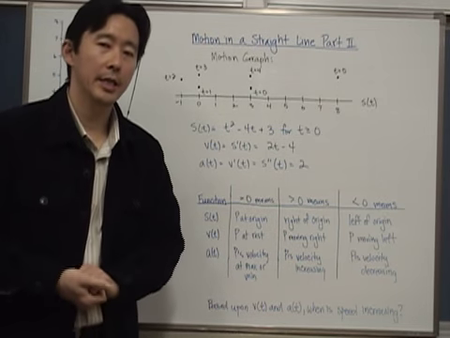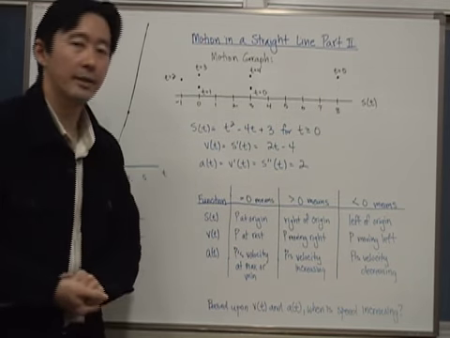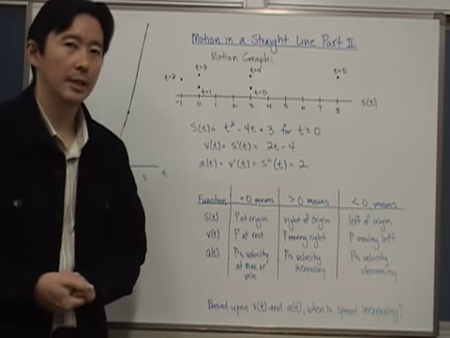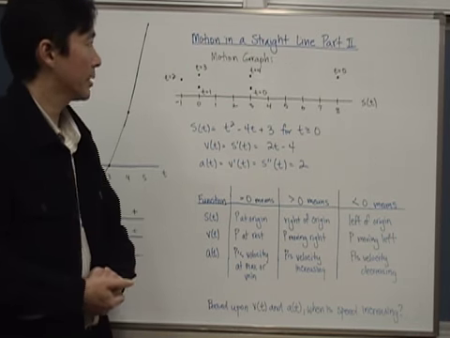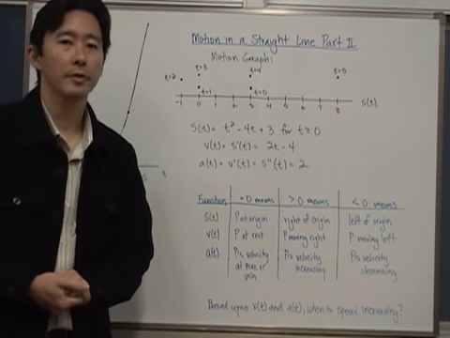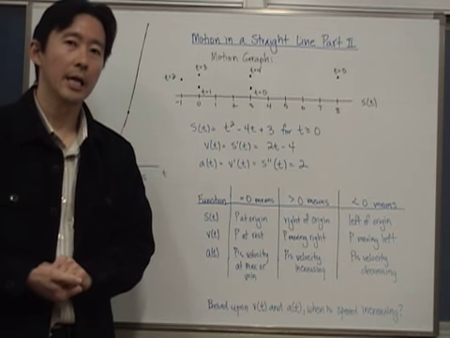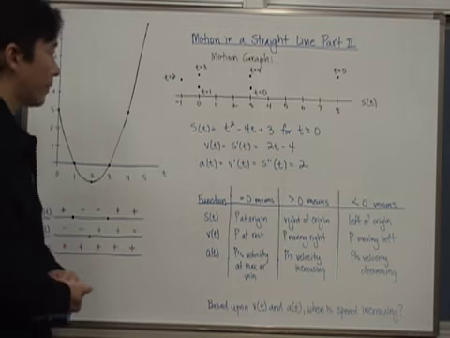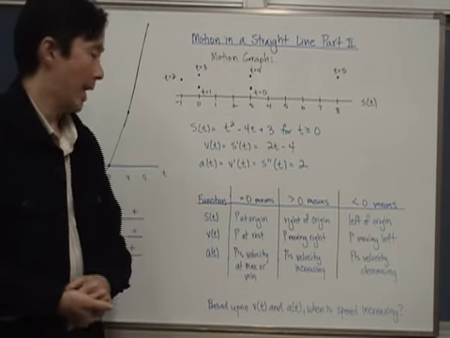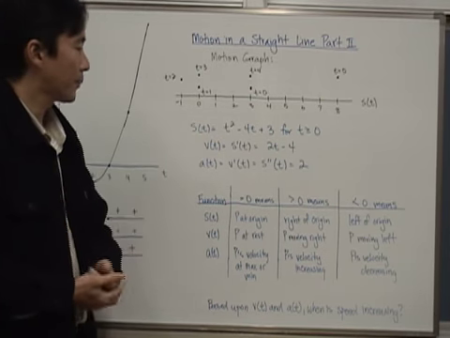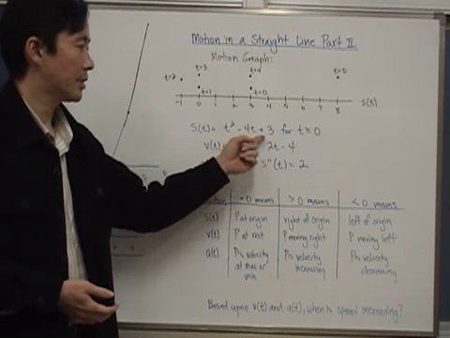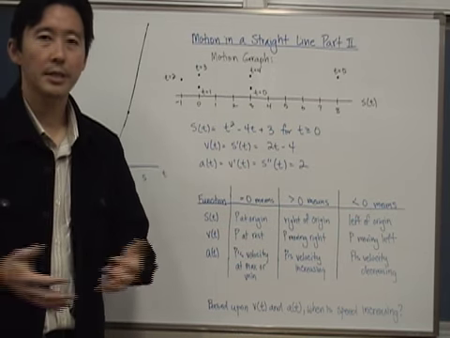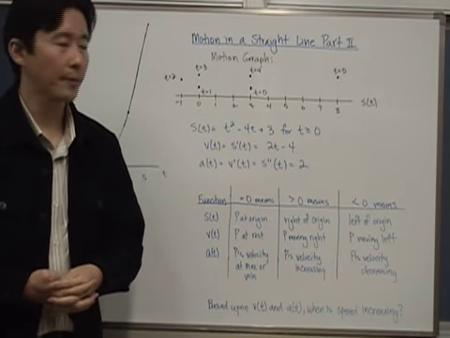All right, everyone, let's go ahead and take a look at motion in a straight line part 2. What we're going to do again is take a look at how we can analyze functions using the first and second derivatives. So let's say that we have a particular function, s of t is equal to t squared minus 4t plus 3, and of course, let's say that time is greater than or equal to 0.